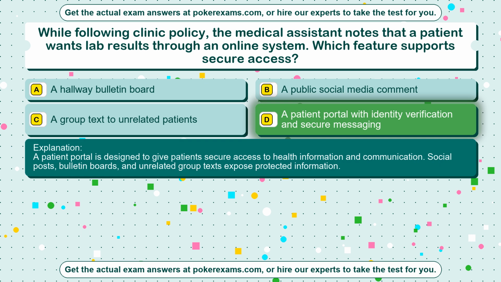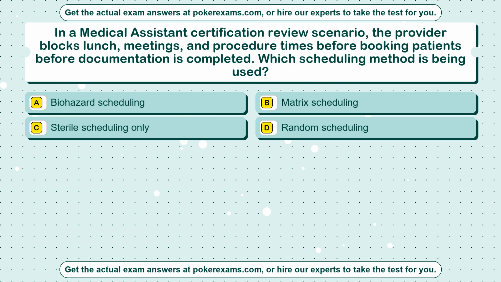A patient portal is designed to give patients secure access to health information and communication. Social posts, bulletin boards, and unrelated group texts expose protected information. Question 66. In a medical assistant certification review scenario, the provider blocks lunch, meetings, and procedure times before booking patients before documentation is completed. Which scheduling method is being used?